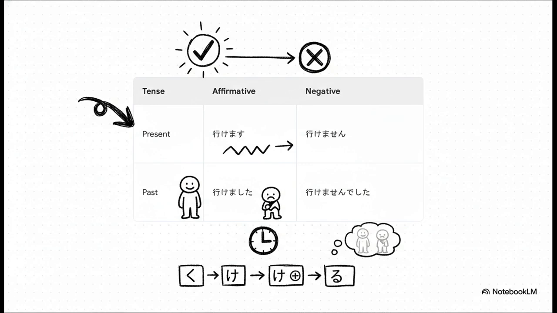Let's make that concrete with a super common u-verb, iku, meaning to go. Okay, so its final sound is ku. Following our rule, we shift ku to the e row, which makes it ke. Then we just add ru to the end, giving us ikeru. And this slide shows you exactly how that plays out. Can go becomes ikemasu. Cannot go is ikemasen. And once again, the past tense follows that exact same logic. You see the system at work?